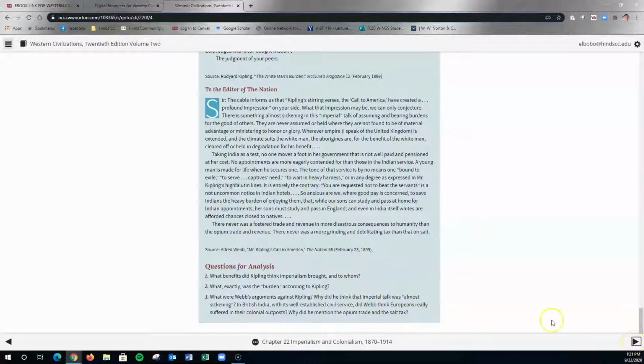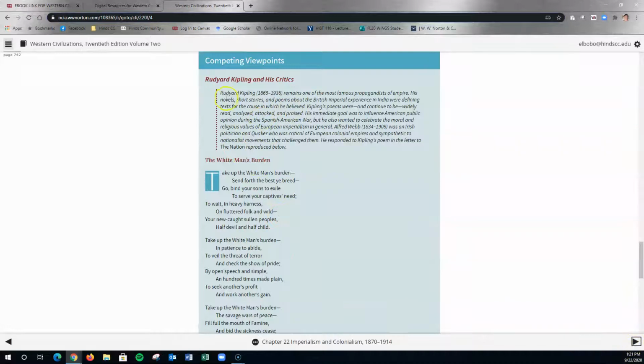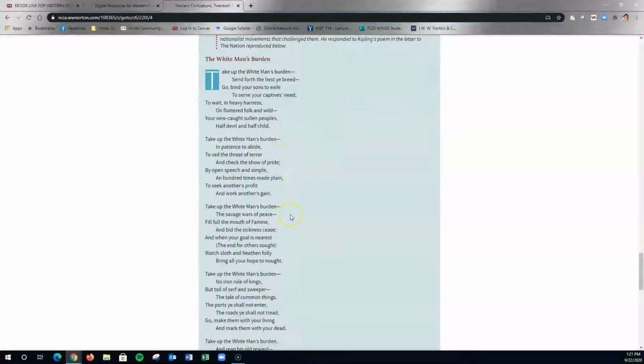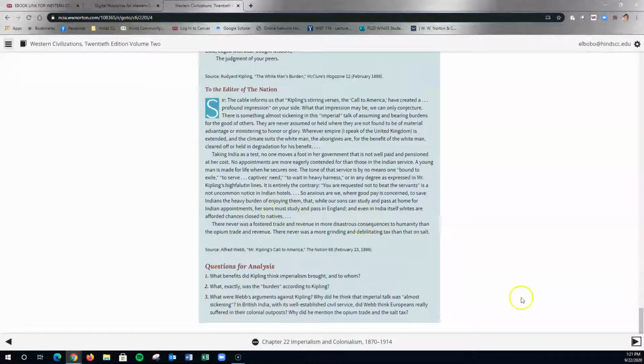By the way, when you're talking about some of these things, make sure you go and read Rudyard Kipling's White Man's Burden. It gives you a good idea about some of the viewpoints of racism, and how racism and some of these viewpoints start to cross into this new imperialism.